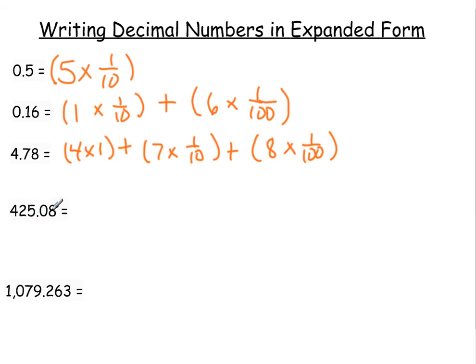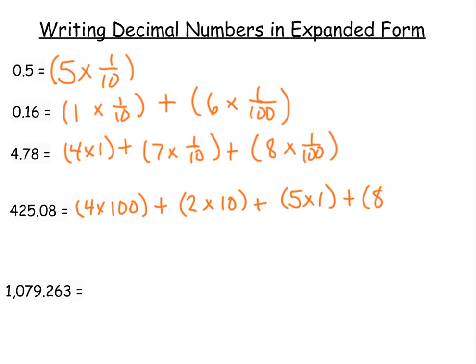425 and 8 hundredths. 4 is in the hundreds place, 4 times 100. 2 is in the tens place, 2 times 10. 5 is in the ones place, 5 times 1. There are no tenths, so I can put 0 times 1/10 or leave it out. And there's 8 hundredths, 8 times 1/100th. And that's what 425 and 8 hundredths looks like.